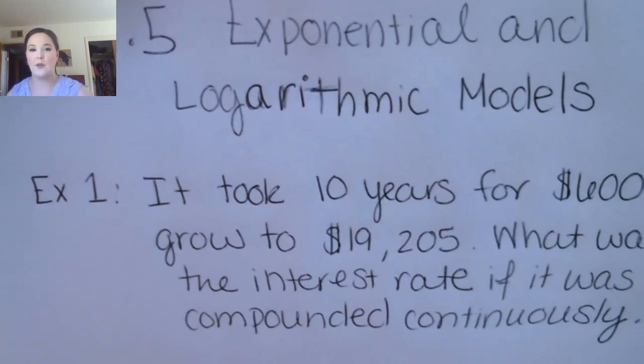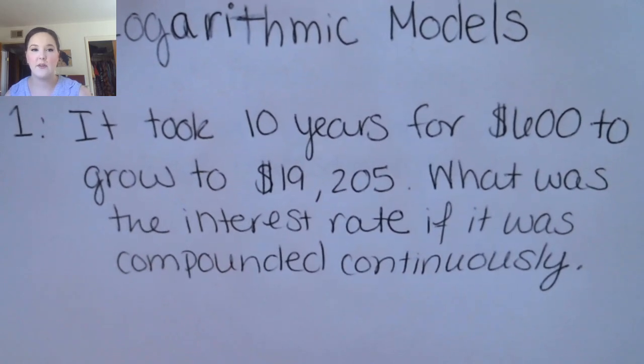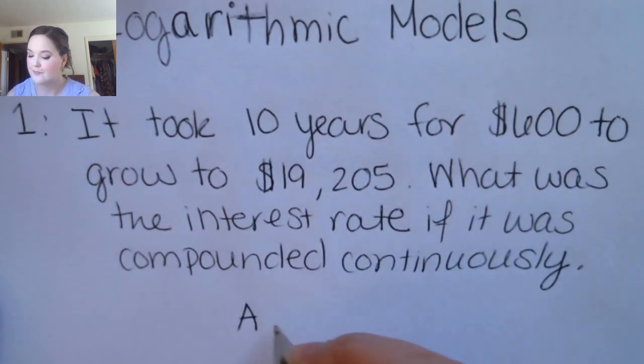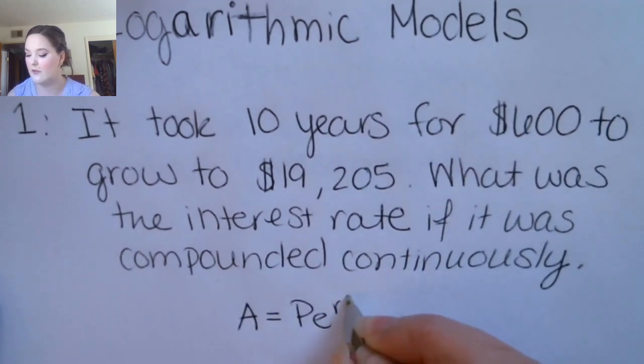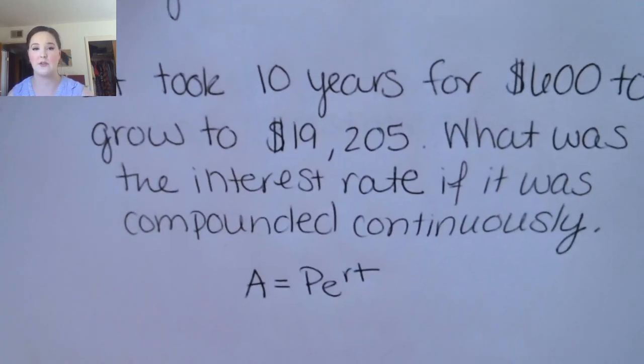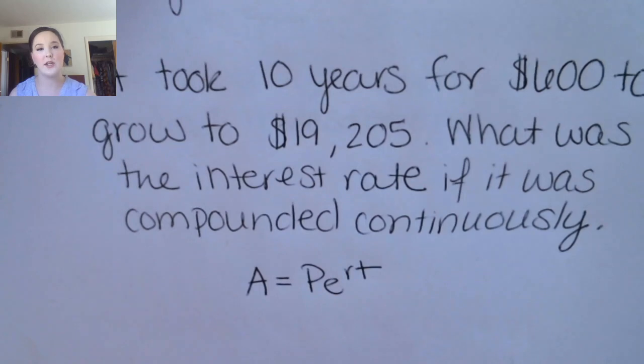Okay, so this is our first example, and like I said, I expect that you've seen some compound interest problems before. This just says it took 10 years for $600 to grow to $19,205. What was the interest rate if it was compounded continuously? Remember, the formula for continuously compounded interest is this one. The worksheet also has the formula for non-continuously compounded interest, as compounded yearly, quarterly, monthly, etc. But this is the continuous compounding formula.